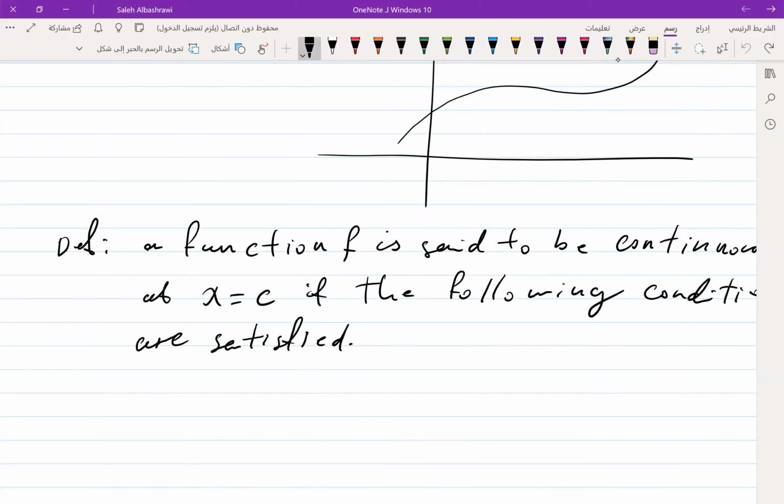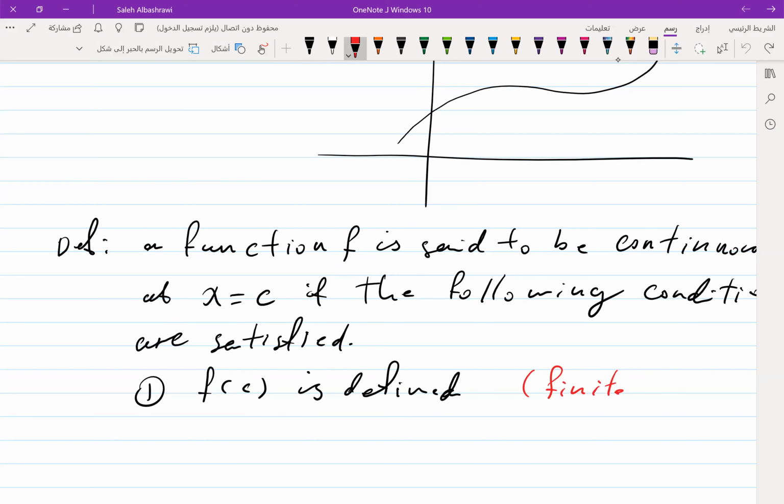One, f of c is defined. The first condition that f of c is defined means that the function f has a value at the given point, it is not infinity. When we say defined, it means we have a finite value. So this is the first condition. The function is defined at the given point c.